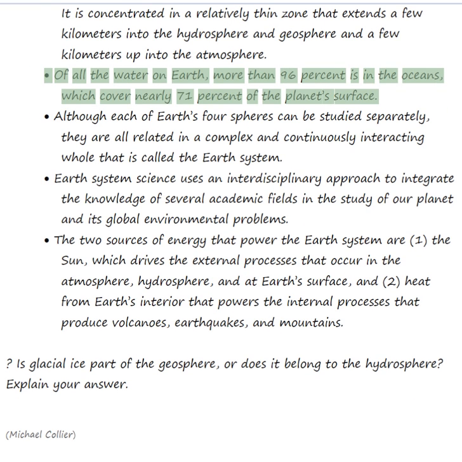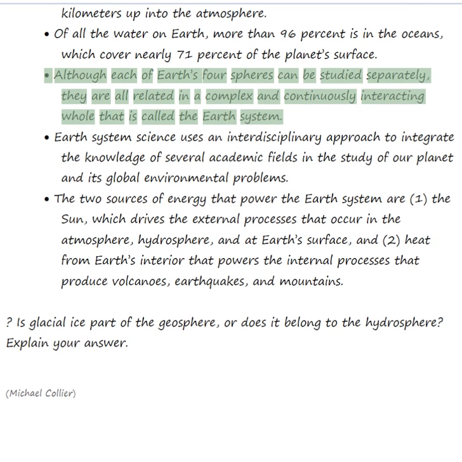Of all the water on Earth, more than 96% is in the oceans, which cover nearly 71% of the planet's surface. Although each of Earth's 4 spheres can be studied separately, they are all related in a complex and continuously interacting whole that is called the Earth system.